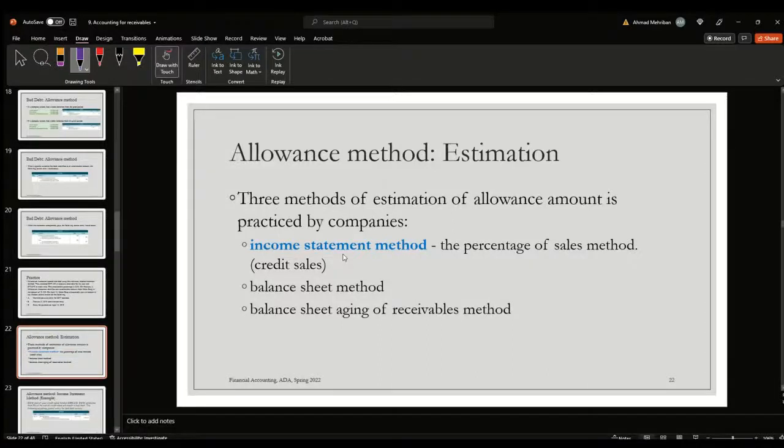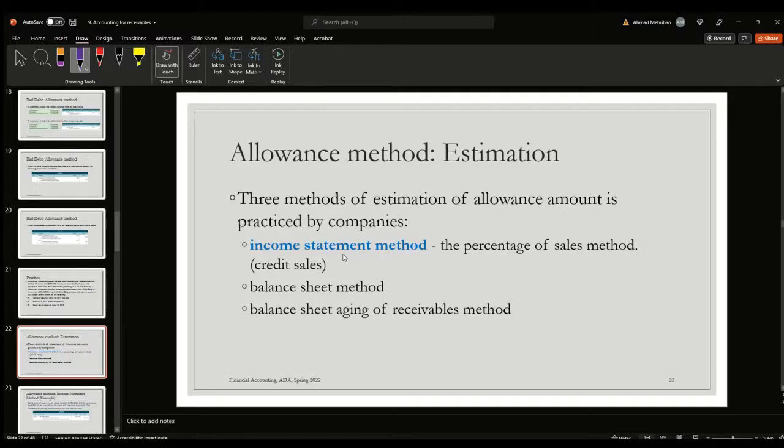Okay, let's continue with our accounting for receivables. So far, we've clarified that there are two methods of recording bad debts: the first one is a direct write-off, and the second one is the allowance method. Now, in the case of the allowance method, which is basically the estimation, how do we identify the amount that we need to estimate?